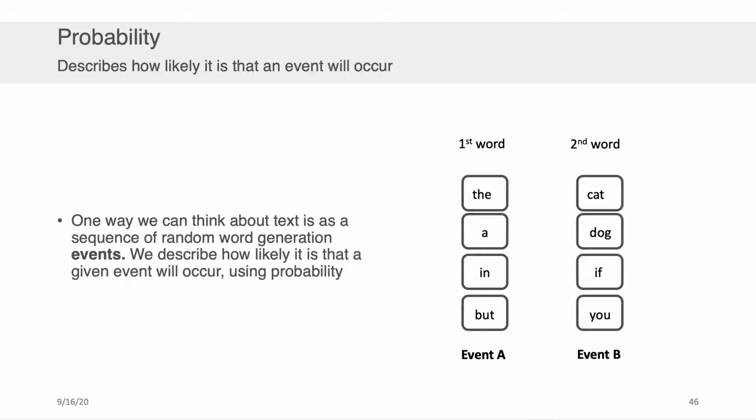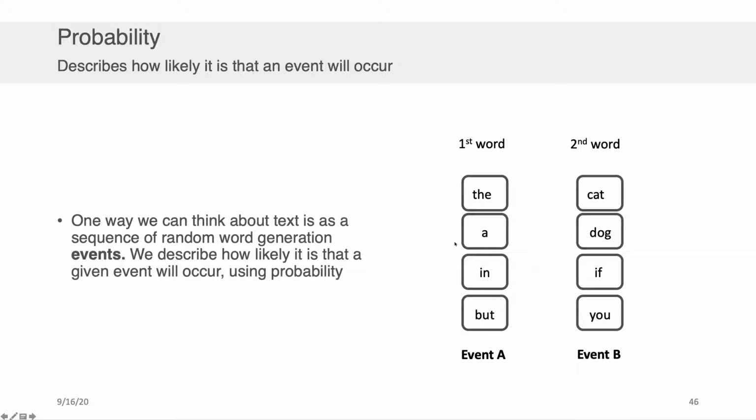So turning our attention to the right-hand side, for example, we could say that anytime a sentence starts, there's always a first word, and we can call that first word generation event, event A. And we could also say that that first word is followed by another event, called the second word, and for short, we could call it event B.